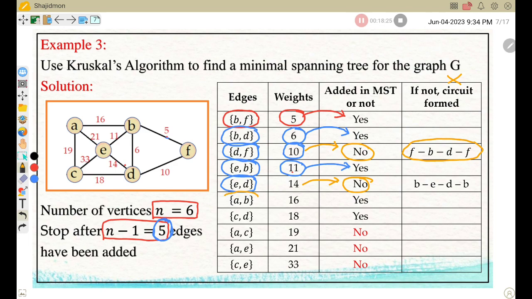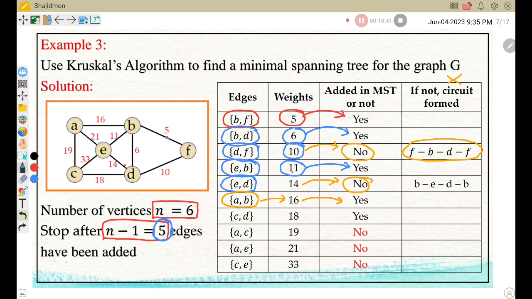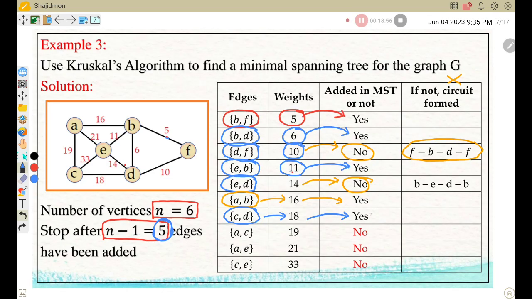Correct. Now AB, can we add AB? 16 weight. We will check that one. AB, adding, no problem. 16 weight we can add because there will not be any circuit. Correct. No problem. Yes, we can add. Now CD, 18 weight. Can we add or not? We will check this one. CD we can add. There is no circuit here. Correct. So 18 weight we can add. It is not forming any circuit. Okay, so it is yes.